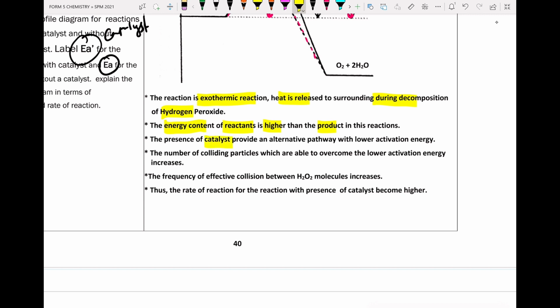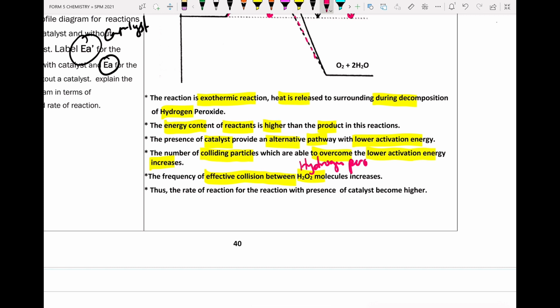The presence of catalyst provides an alternative pathway with lower activation energy. The number of colliding particles which are able to overcome the lower activation energy increases. The frequency of effective collision between hydrogen peroxide molecules increases. All right, please write down in word form.